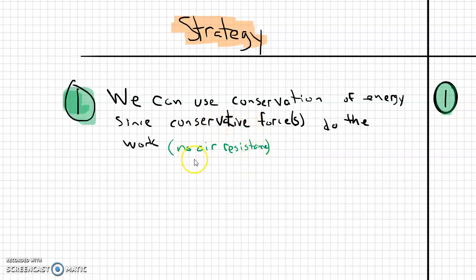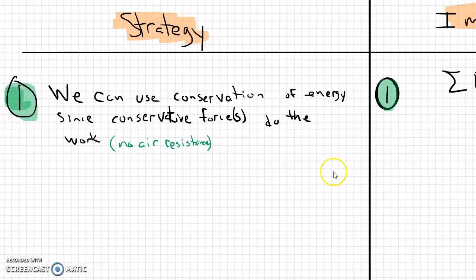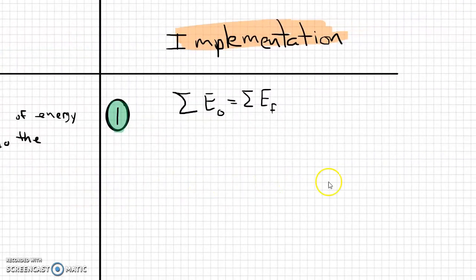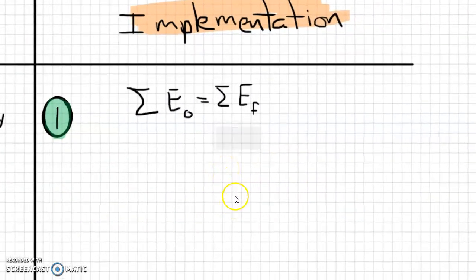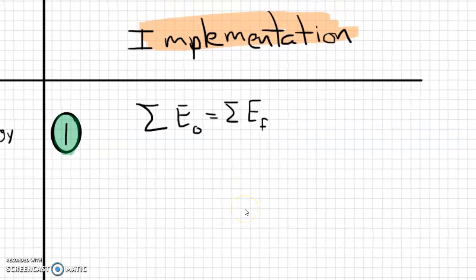If there was air resistance, we'd have to incorporate that in, and it would do work to this system. But that's not happening here, so we'll save that for another example later on. So to implement our problem here, what the conservation of energy says is that the total energy at the beginning has to equal the total energy at the end.